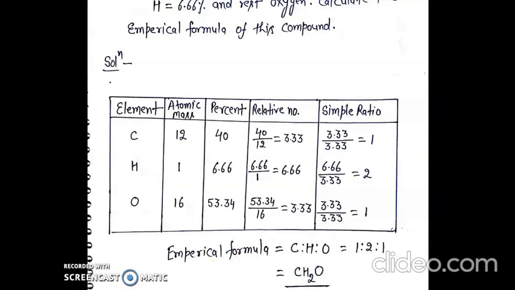The simple ratio of carbon, hydrogen and oxygen is 1:2:1, and the empirical formula, that is the simplest ratio of atoms of carbon, hydrogen and oxygen, is CH2O. CH2O is the empirical formula of that compound.